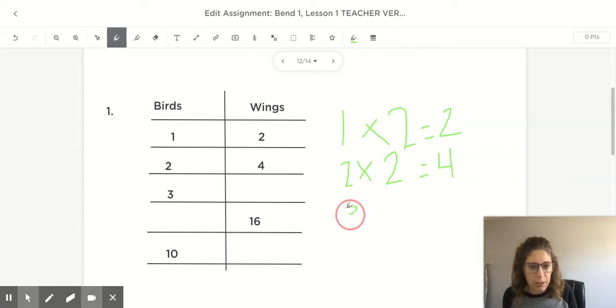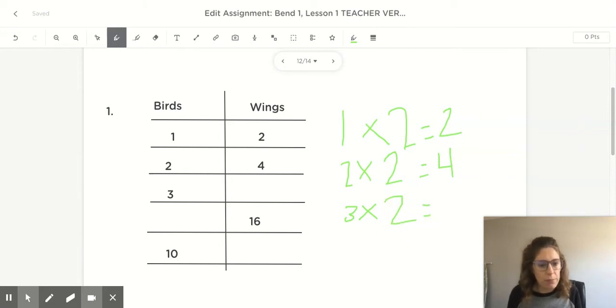If we have 3 birds and each bird has 2 wings, obviously, how many wings will we have? Well, 3 birds, 2 wings each, 2, 4, 6. 6 wings. I'm going to fill in my table there.